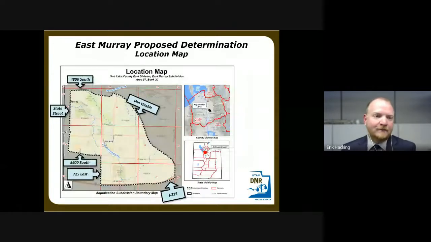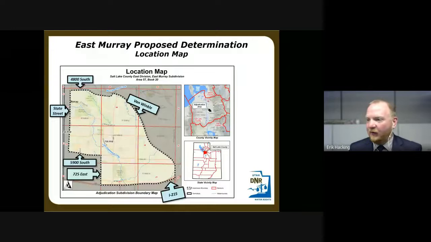All right, next we have the location map for East Murray. As you can see, we're bounded over here by Van Winkle on the east, I-215 on the south, State Street over here. And the important thing to know here is we only investigated rights with points of diversion within this boundary.